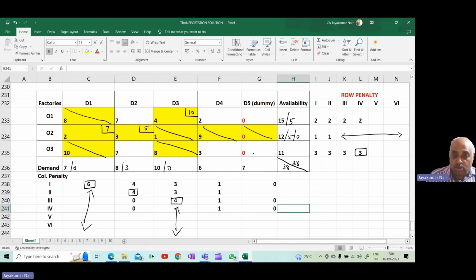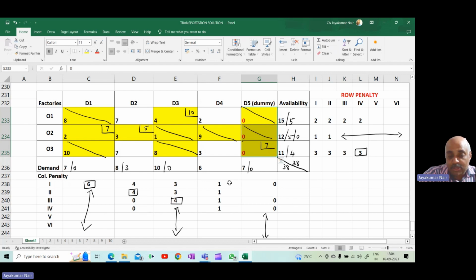So in this particular row, the least cost cell is 0. Allocate 7 or 11, whichever is lower, 7. So this becomes 0 and this becomes 4. Okay, so this becomes 0 and the availability is 4. Cancel out this particular column. So this is out now because you can't make any more allocation. So here penalty cost you need not calculate for this particular column because it's already become 0.